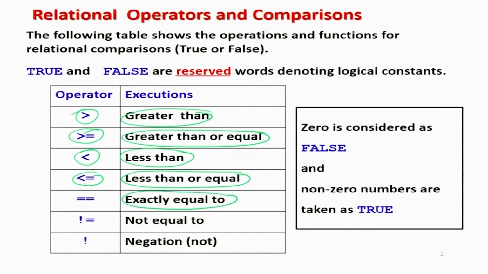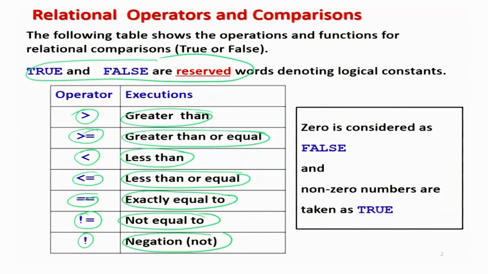exactly equal to, indicated by two equality operators; not equal to, indicated by an exclamation sign and equality operator; and negation, indicated by the exclamation sign like this. And one thing you have to keep in mind is that TRUE and FALSE are two reserved words and they are the logical constants. And 0 is considered as FALSE and non-zero numbers are taken as TRUE.